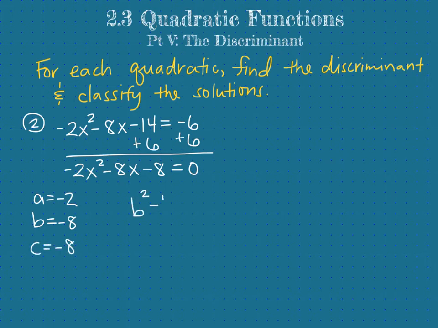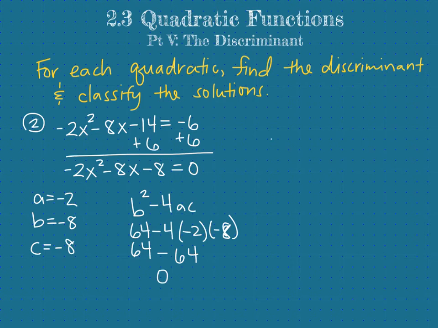We want to find the discriminant, which is b squared minus 4ac. So we'll square b, which will give us positive 64, minus 4 times negative 2 times negative 8. And so we'll have a 64, and then we have an odd number of negatives here. So a negative times a negative times a negative is a negative. We have 4 times 2, which is 8, times another 8, which is 64, which is 0. So our discriminant, abbreviated DISC, is 0.